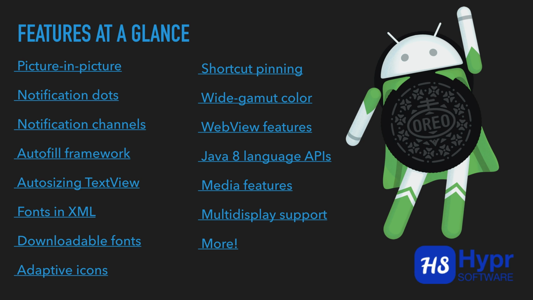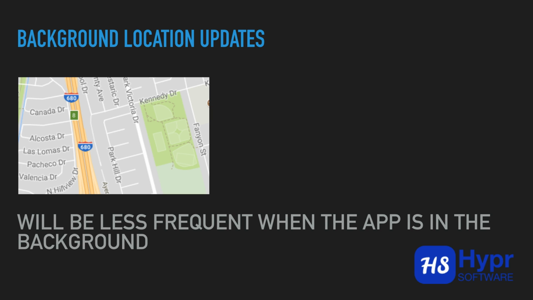This is just at a glance. If you see that more button, it is really more. There's a lot. There is picture in picture, notification dots, channels, the autofill framework, auto-sizing text view, fonts in XML, downloadable fonts, icons, shortcuts, wide gamut color support, web view features, Java 8 features, media features, multi-display support. There's a bunch of them. We are not going to cover all of this, but at least the majority of it in this one. We'll see what is there, and then maybe in another training we'll deep dive into each one individually. All right, the first one we're going to talk about is all the platform updates.